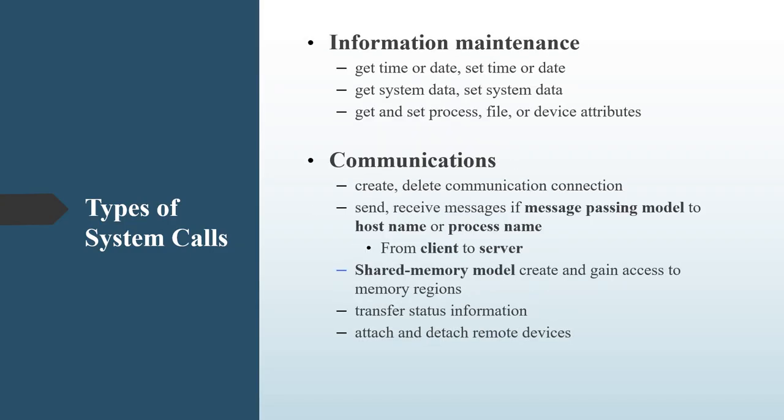And then information management, where we are getting some information from the system: getting the time or date, or setting the time or date, or setting some process, file, or device attributes. And communication related system calls: if you want to do some communication, creating or deleting the communication, sending messages or receiving messages, shared memory model creation, transferring the status information, what the current status is. All these things come under the communication system calls.